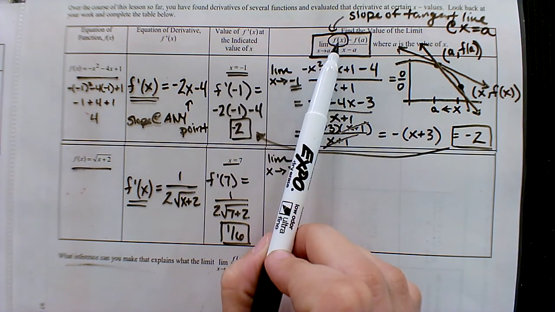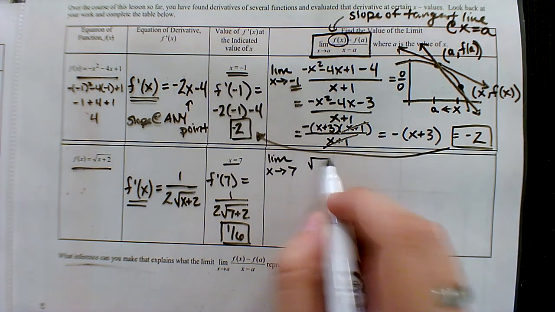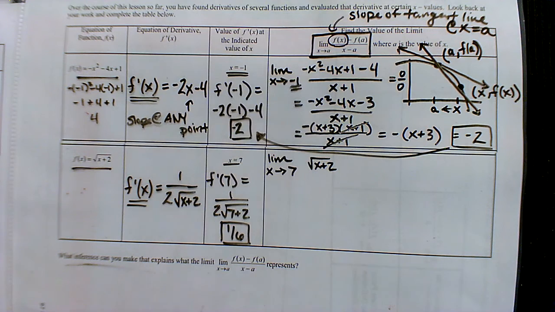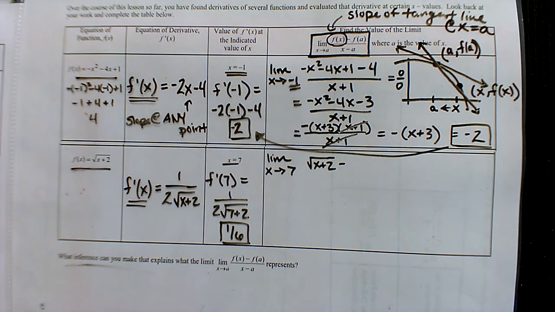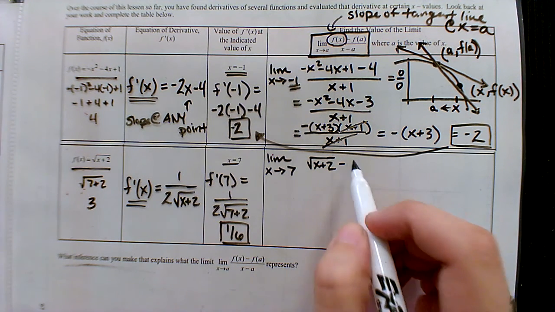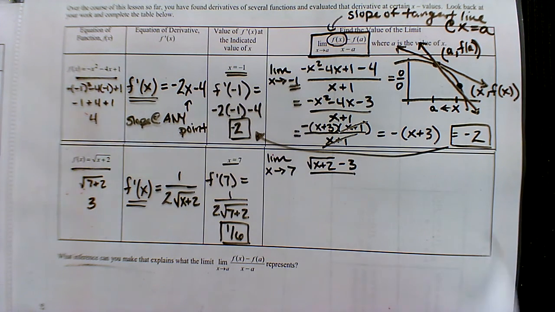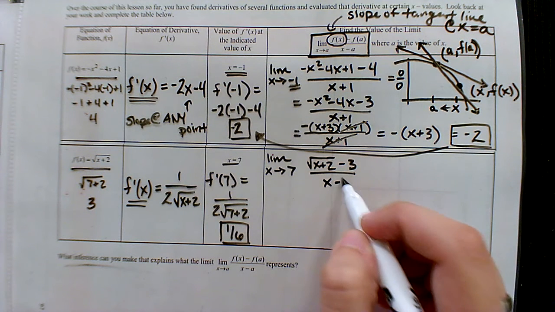Looking at the limit at the top, we're going to start with f of x, which is just the original equation. We then have to subtract f of 7. So if we plug in 7 into the original, looks like we get 3. And that's all over x minus 7.